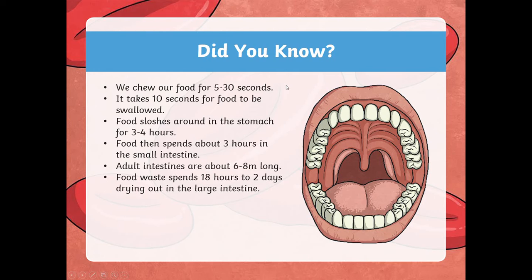So the mouth is very much part of the digestive system. And just to give an idea of how it works, depending on what you're eating, food is generally chewed for between 5 and 30 seconds. The swallowing process is quite quick. It takes 10 seconds on average. Food spends a relatively large amount of time in the stomach. It's there for between 4 and 5 hours while the acids and different enzymes in the gastric juices continue to break everything down.